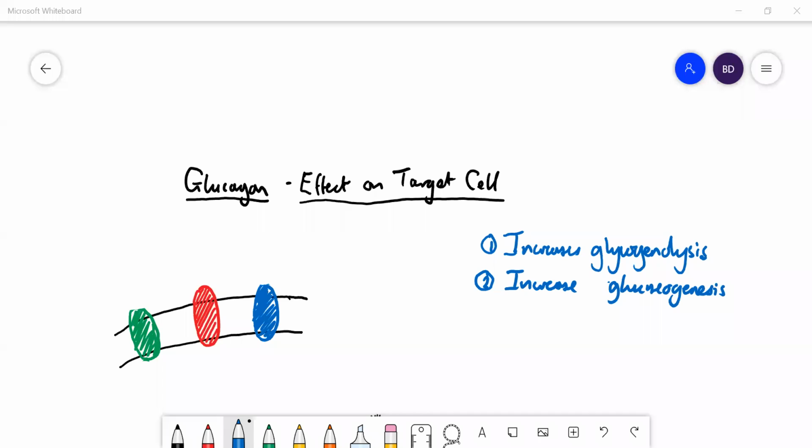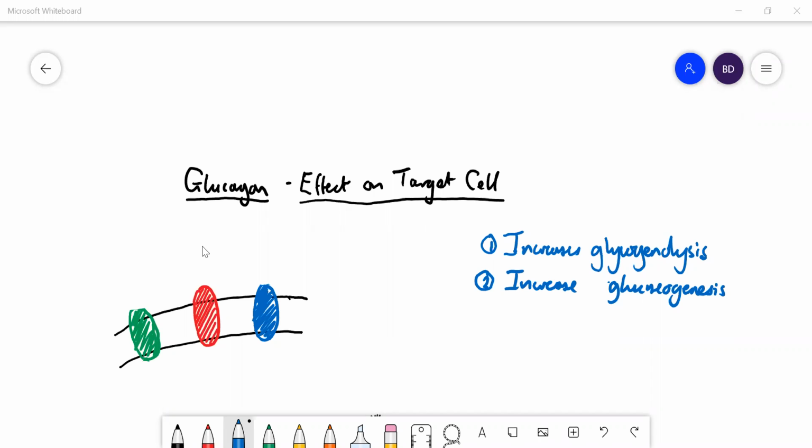Okay, we're going to have a look at glucagon now and the effect it has on the target cell. So the target cells are usually the liver cells and also skeletal muscle cells. Let's think about liver cells, and we know that when glucagon binds to the surface of a liver cell, it's a peptide hormone, so we can't get inside it.